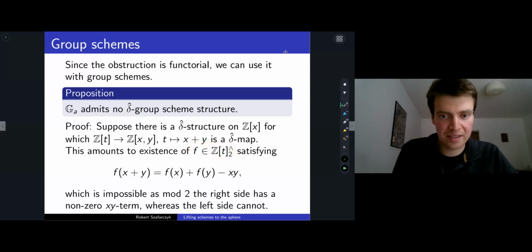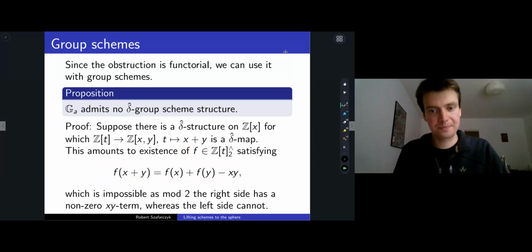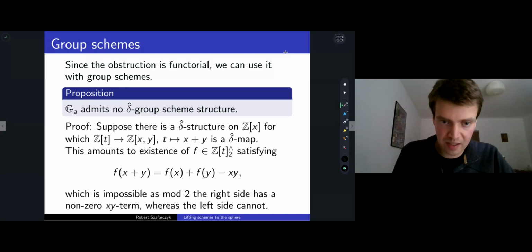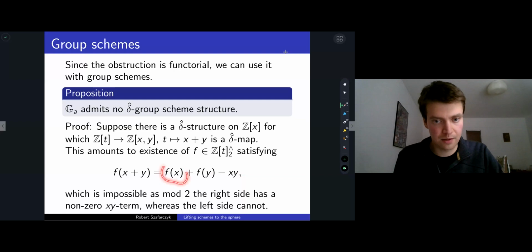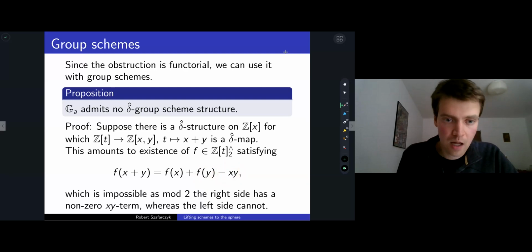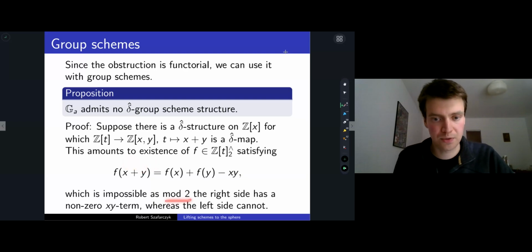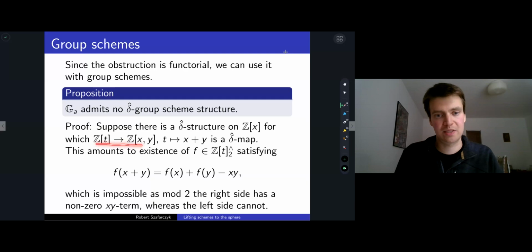Okay, and this is just asking for an element. So I just look at the prime 2, and well, this would imply that there is an element f which satisfies this formula. But this is impossible because if we take this equation modulo T, then on the right, we have this xy term, which is non-zero, because neither here nor here can be any xy terms. So this xy term is still there. But on the left side, we cannot have any xy term because, well, if there's a square here, then we would get 2xy, but 2xy is 0 modulo 2. So we cannot have such a delta hat structure compatible with this comultiplication, which means that G_a does not lift as a group scheme.